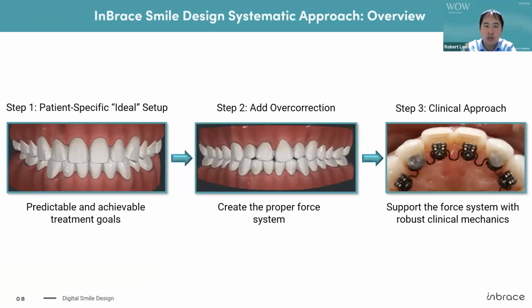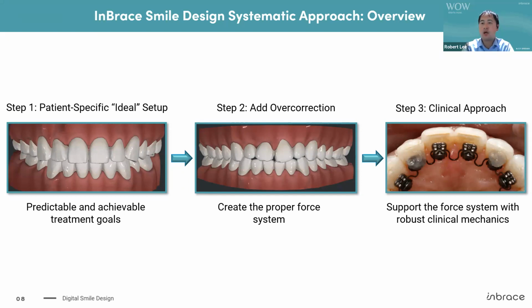So with the smile design, I would say the general overview of your smile design approach, as well as InBrace treatment in general, is step 1, you set your patient-specific ideal setup. So that's your predictable and achievable treatment goals. And that's what you discuss with the patient, what their chief complaint is and where they're maybe willing to compromise. A lot of adult patients may not want to go through extractions or surgery or even rubber band wear. And so you may be compromising on something.